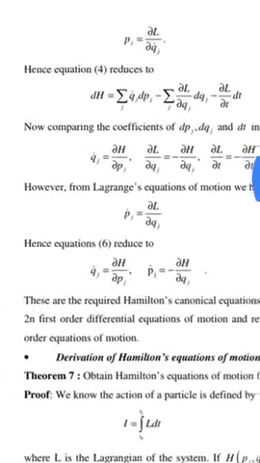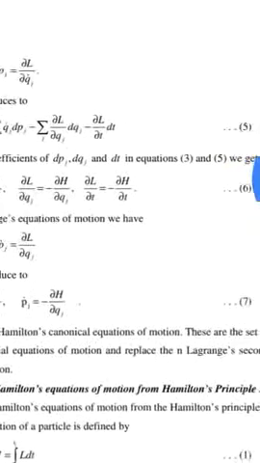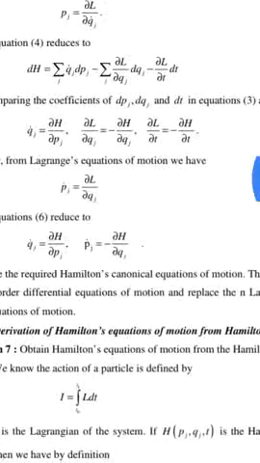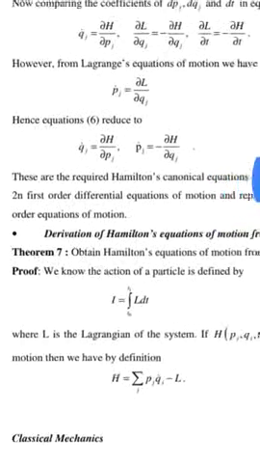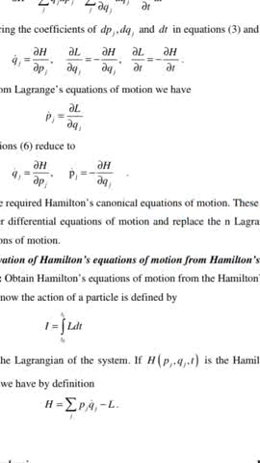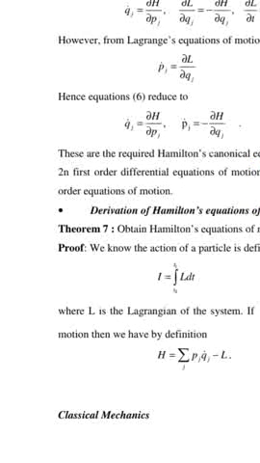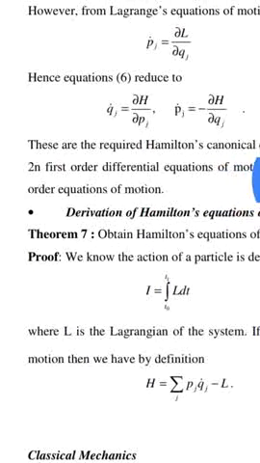Now, comparing the coefficients of dpj, dqj and dt in equations 3 and 5, we get qj dot is equal to partial H by partial pj, partial L by partial qj is equal to minus partial H by partial qj, and partial L by partial t is equal to minus partial H by partial t. However, from Lagrange's equations of motion, we have pj dot is equal to partial L by partial qj. Hence, equation 6 reduces to qj dot is equal to partial H by partial pj, and pj dot is equal to minus partial H by partial qj.